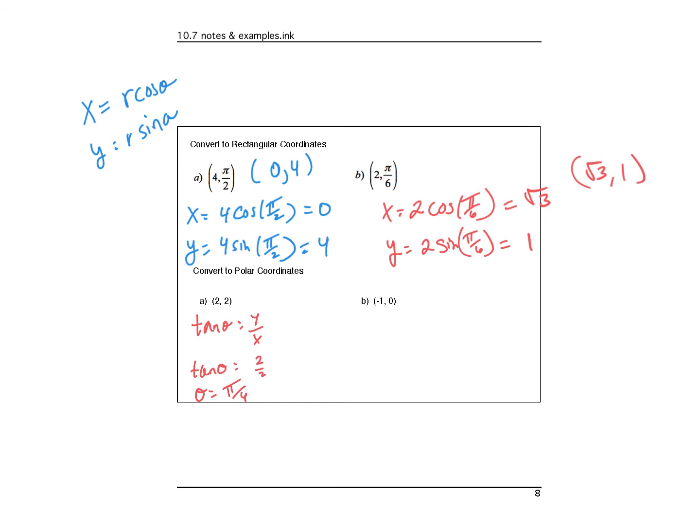So then, in order to figure out what our r is, r squared equals 2 squared plus 2 squared, or r is going to equal, if we simplified that, root 8, or 2 root 2. So this ordered pair, or this polar coordinate, is (2 root 2, pi over 4). Questions so far?